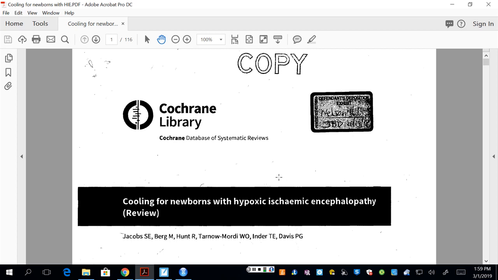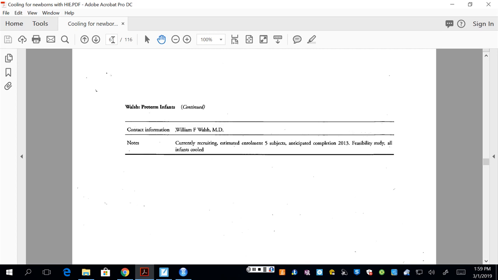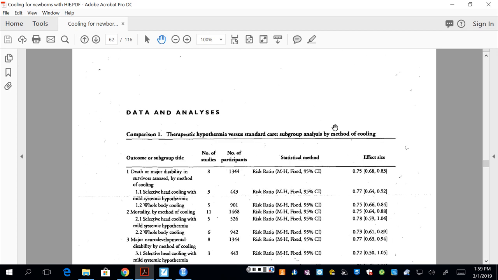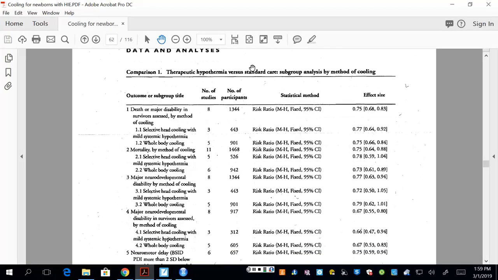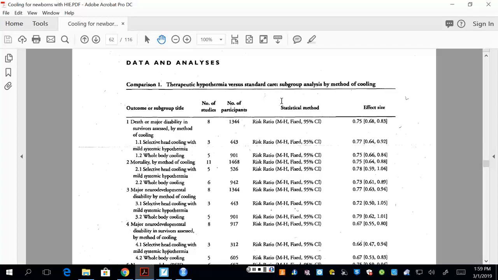And so there's all these different studies of this, randomized controlled trials of this. And so page 61 of this thing starts to show, there's a lot of discussion of the different studies, how they define things. But this is a summary of the different analyses that they did. Right? And so the first outcome is death or major disability in survivors. Right? And so the individuals were cooled, or the randomization was not cooled, standard therapy. 8 studies, 1,300 individuals there.